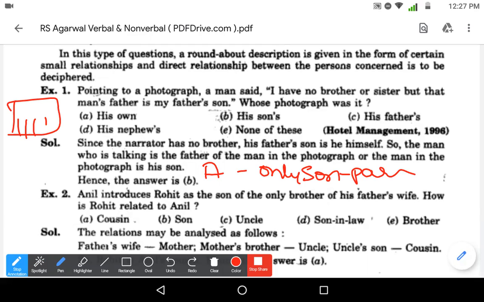Now, I have no brother or sister, but that man's father is my father's son. So break this out. That man's father is separate, my father's son is separate. Now, my father's son is nothing but A only. He is the son of his father. Okay, so which means the man who is talking is the father of the man in the photograph, or the man in the photograph is his son.